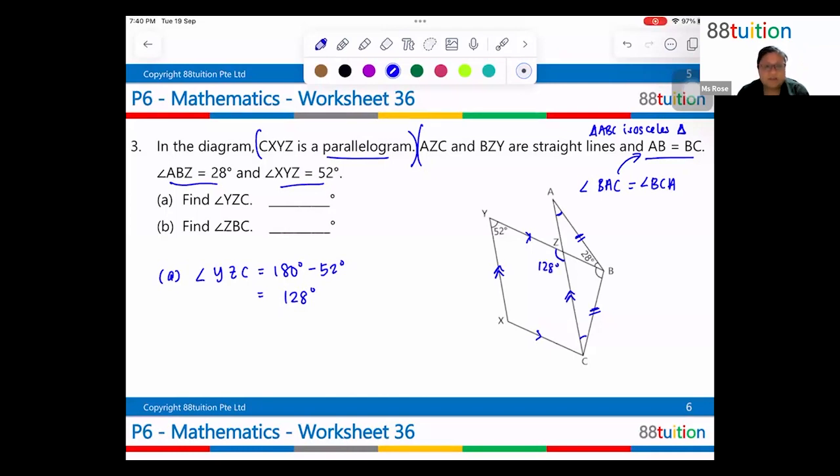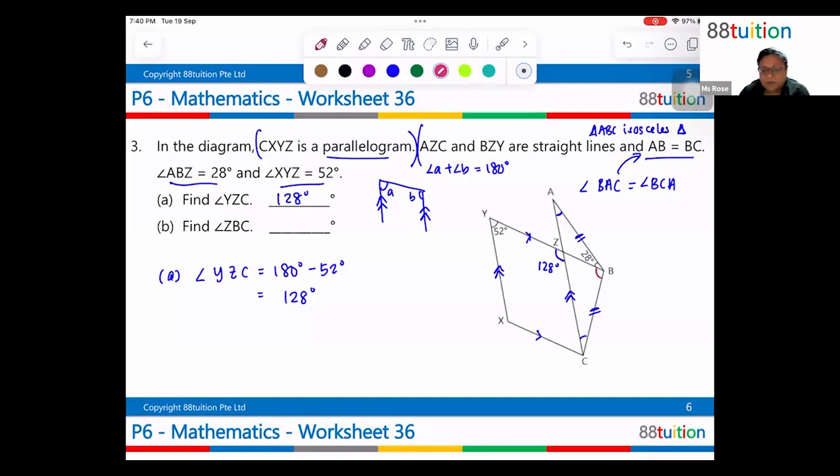Because it's a parallelogram, that means between the parallel lines, if you have angle A and angle B, angle A plus angle B must be equal to 180 degrees. Okay, so you're supposed to find angle ZBC, which is this angle.